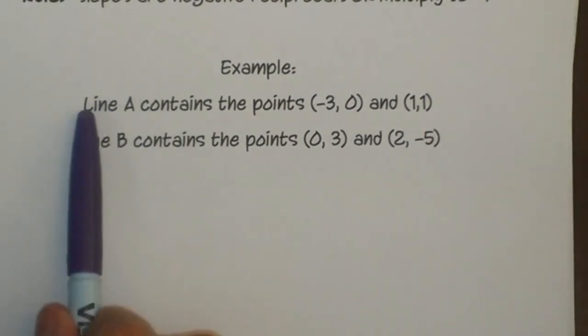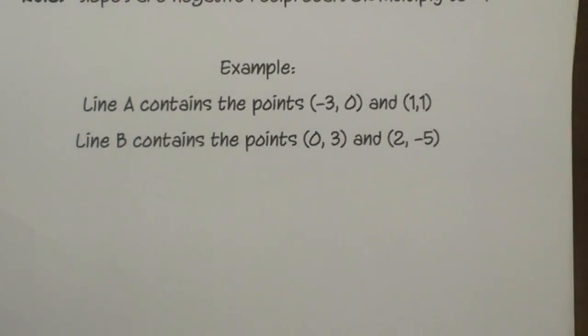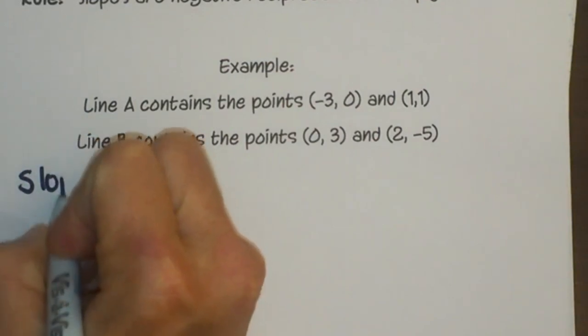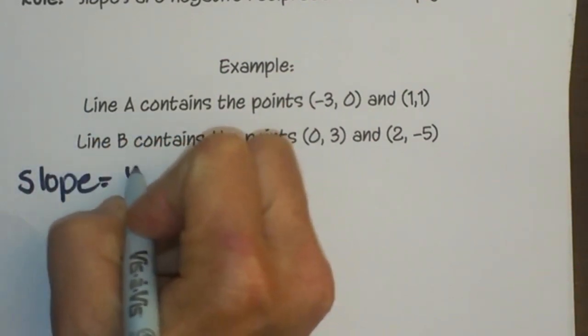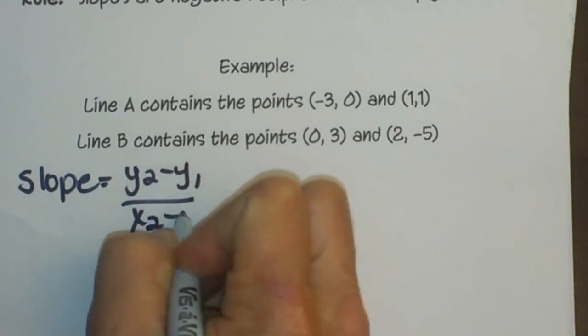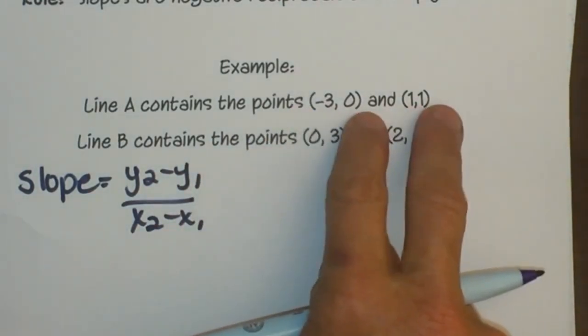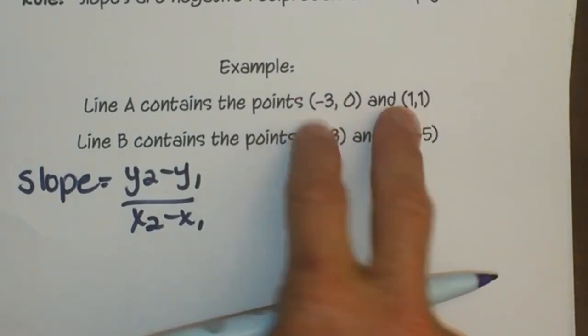Okay, so we're looking at line A, which contains the points (-3, 0) and (1, 1). And we need to find the slope of line A. So let's first write the slope equation. Slope is equal to y2 minus y1 over x2 minus x1. So I'm going to take my two ordered pairs and subtract the y's on top and subtract the x's on the bottom.